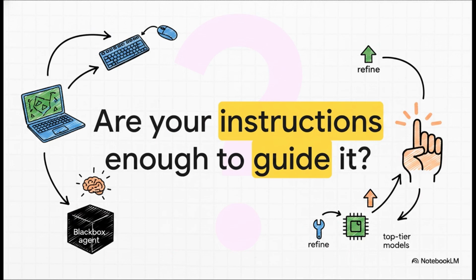So I'm going to leave you with this provocative question to chew on. The Blackbox agent, powered by top-tier models, is sitting in your VS Code right now, completely ready to build anything for free. The power is literally at your fingertips. But are your instructions actually good enough to guide it? It's time to refine those commands, upgrade your prompts, and truly take advantage of this incredible free resource.